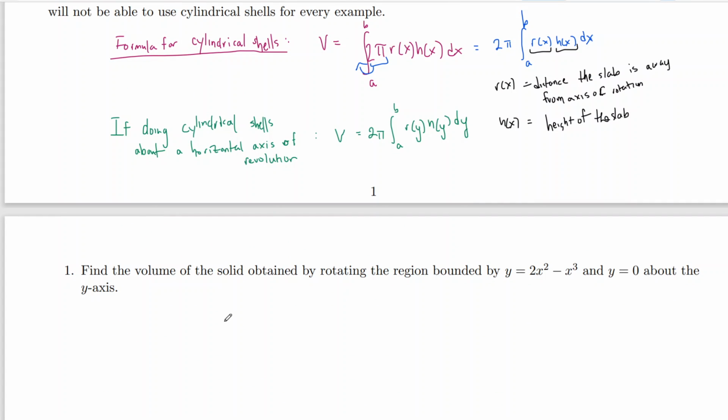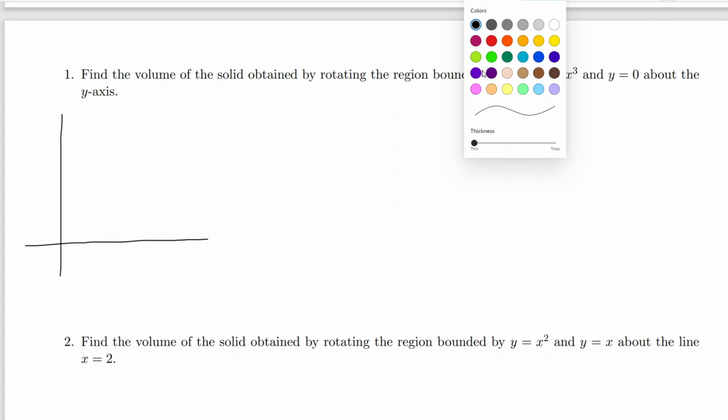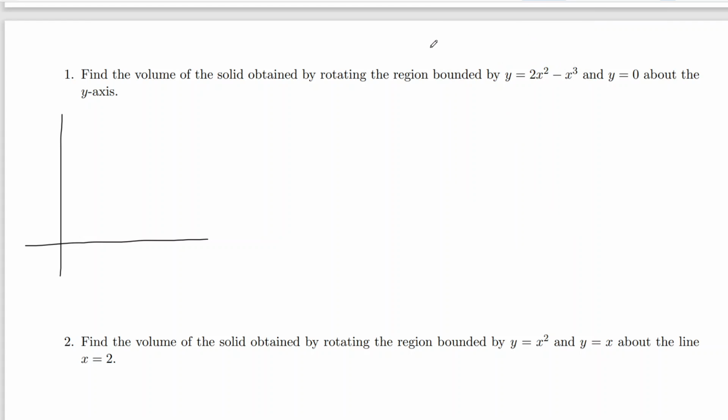It says find the volume of the solid obtained by rotating the region bounded by y equals 2x squared minus x cubed and y equals 0 about the y-axis. So this is the same exact thing as before, which means, yes, I'll draw the region because that's a good idea and the axis we're rotating around, but I'm not going to do anything extra because we really talked about this setup.